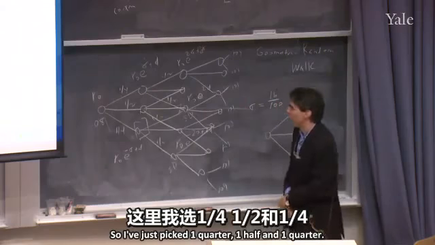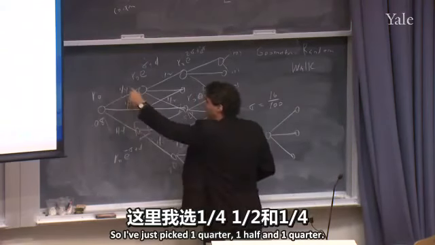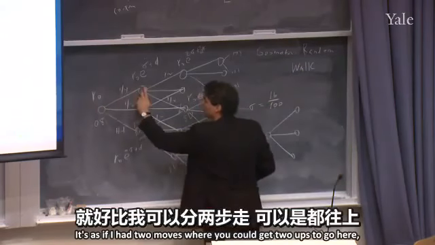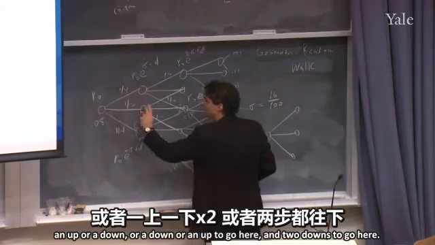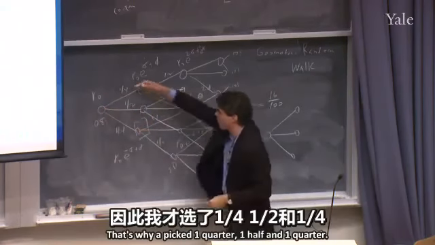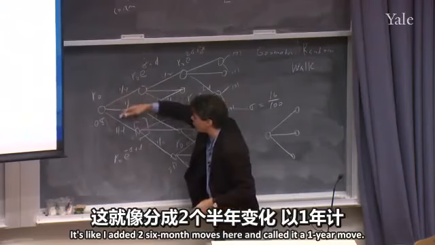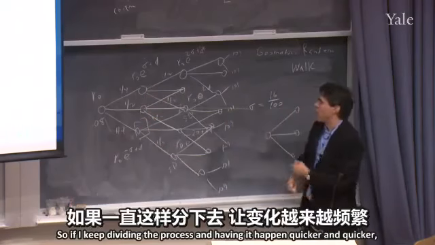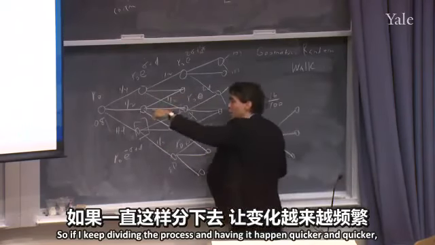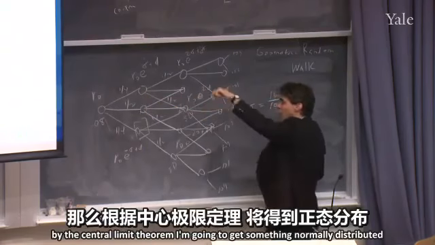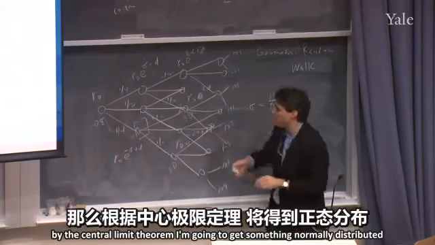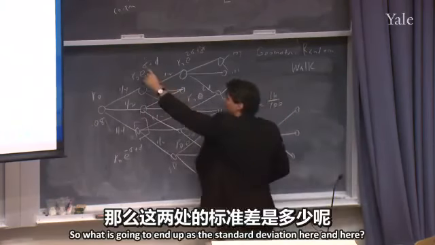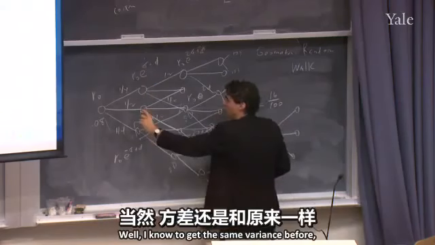So I've just picked a quarter, a half, and a quarter. It's as if I had two moves where you could get two ups to go to here, an up or down or a down or up to go here, and two downs to go here. That's why I picked a quarter, a half, and a quarter. It's like I added two 6-month moves here and called it a 1-year move. If I keep dividing the process and having it happen quicker and quicker, by the central limit theorem I'm going to get something normally distributed with a corresponding standard deviation and mean. So what is going to end up as the standard deviation here and here?